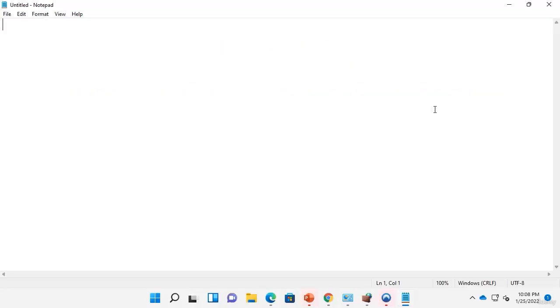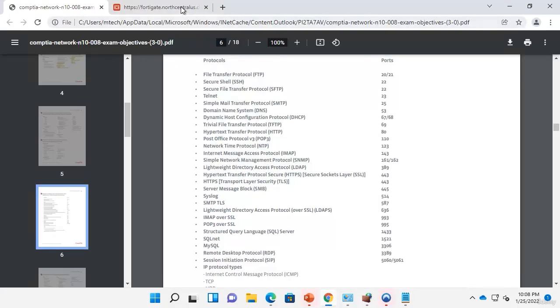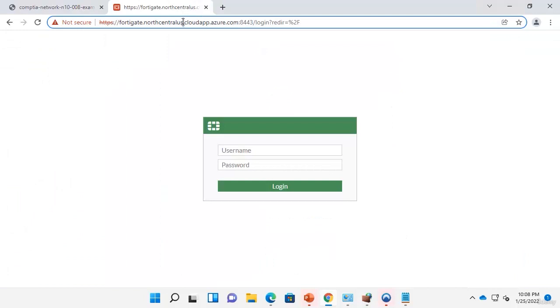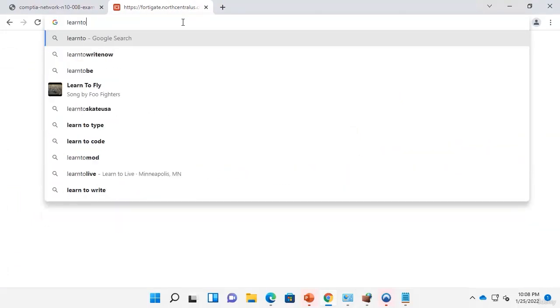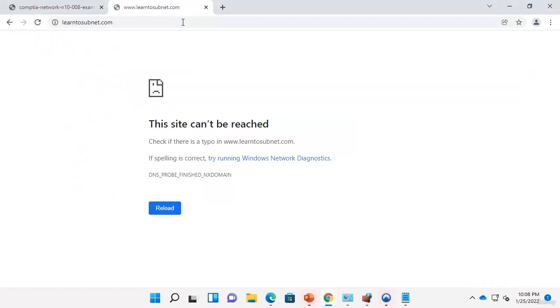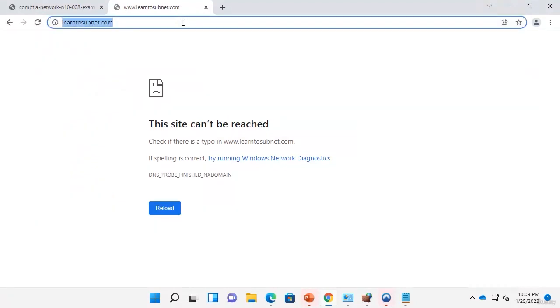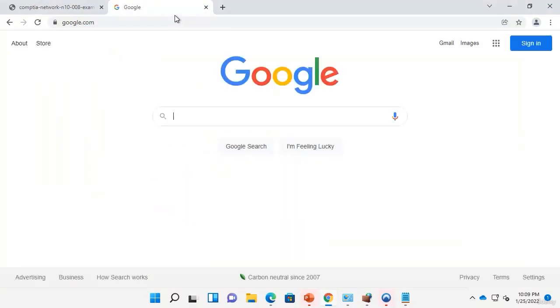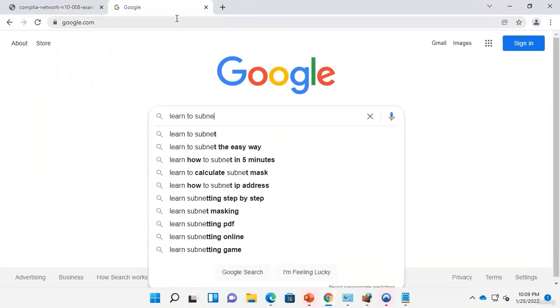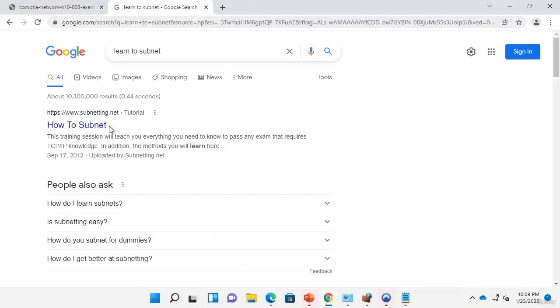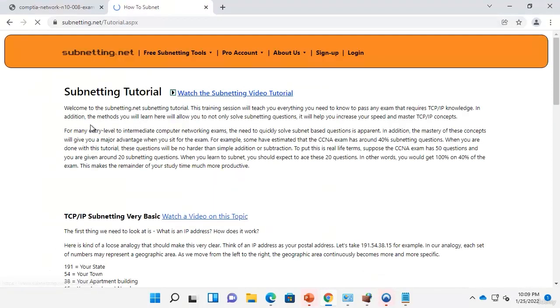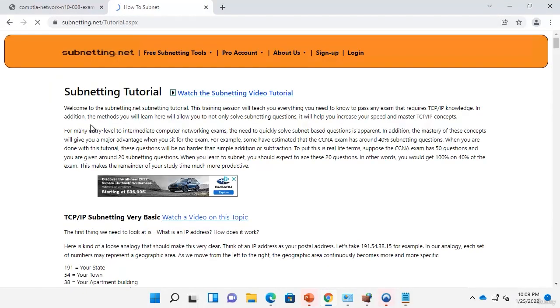All right, in this demonstration, we're going to look at the process of creating subnets. We'll direct you to some online resources, if you would like. You certainly don't have to do this, but learn2subnet.com. Oh, actually, that might not be out there anymore. Let's go to Google, learn2subnet. They might have just changed it. Okay, how to subnet. Anyway, and this is one of many.